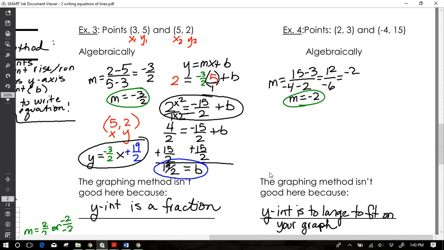All right, so far in example 4, what I've done is I've used my ordered pairs and I have found the slope using the slope formula. So the slope is -2. I do want you to remember that all we plugged in here were the -4 and the 15 and then the 2 and the 3.